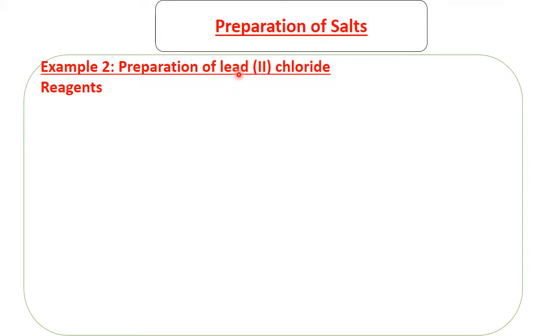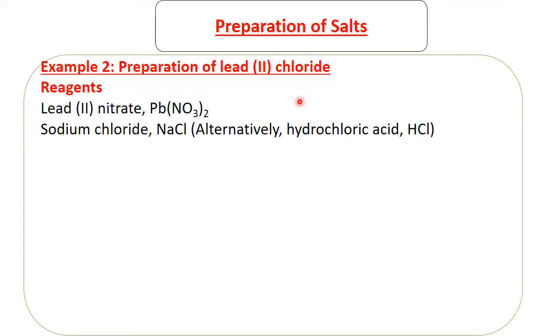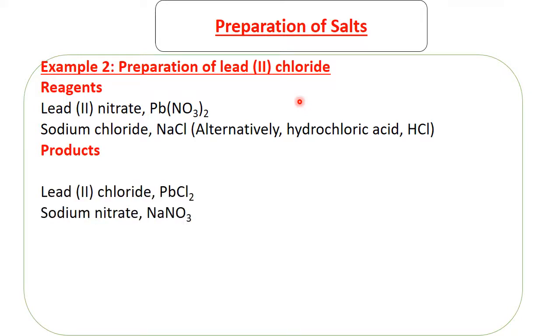Again, I'll use the same kind of thinking. I'll use lead nitrate because any nitrate salt is soluble. And for chloride, I can use again sodium chloride. So the reagents are lead(II) nitrate and sodium chloride. Of course, hydrochloric acid can work too. So the products are of course lead(II) chloride and sodium nitrate.